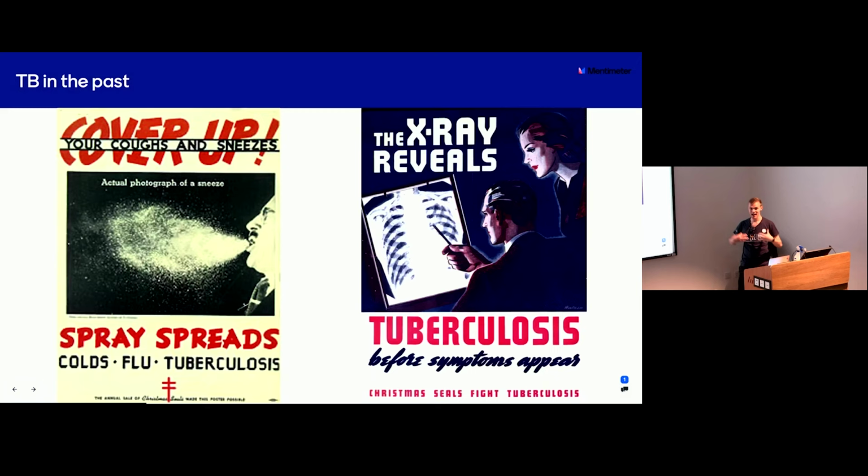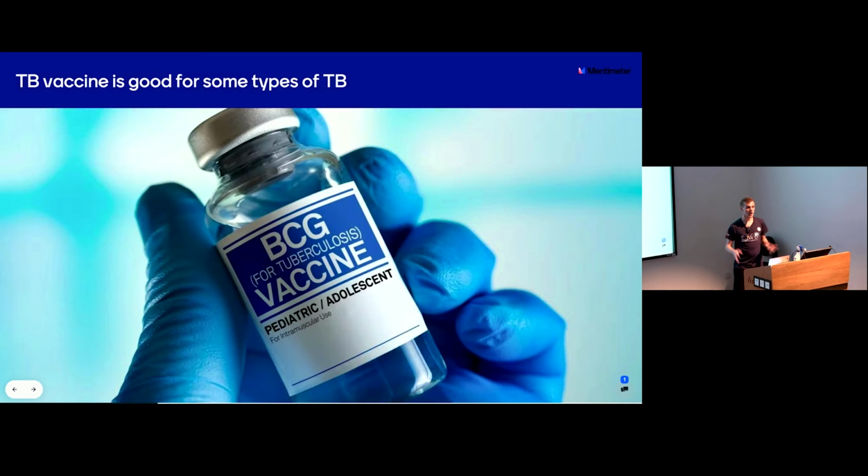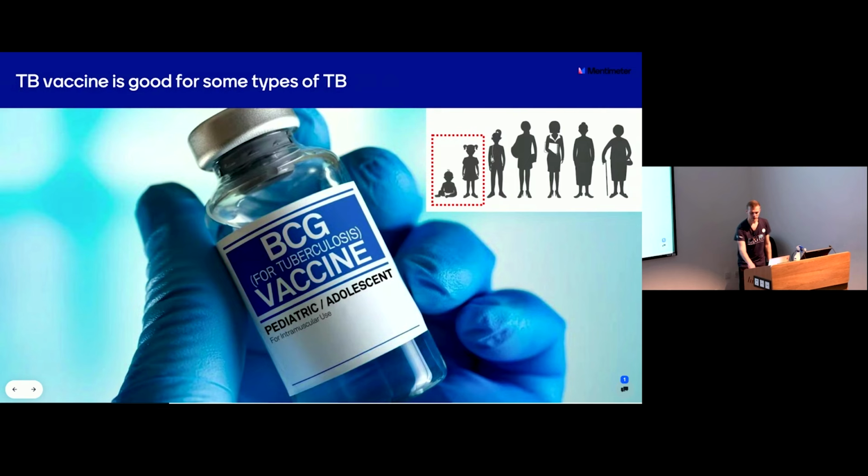And then about 80 years ago, or 100 years ago, they developed a vaccine called BCG. And a lot of the older people in the audience probably got that as a kid. But the thing about BCG is that it is only good against protecting certain types of TB. So, if you remember back to that first slide, I said anybody could get TB, but BCG really only protects these first two age groups. So we have a vaccine, but it's not very good.